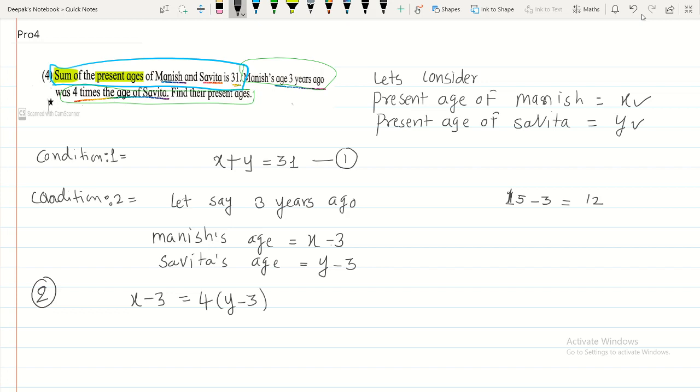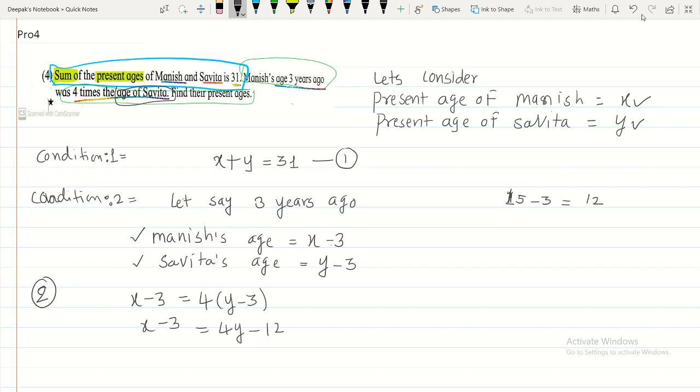because as we consider the age of Manish 3 years ago like this, the age of Savita 3 years ago is like this. But in this condition, they never said we need to consider the age of Savita 3 years ago, so let's consider it. So x minus 3 will remain as it is, equals 4 multiplied inside, 4 into y, 4y minus 4 threes are 12.